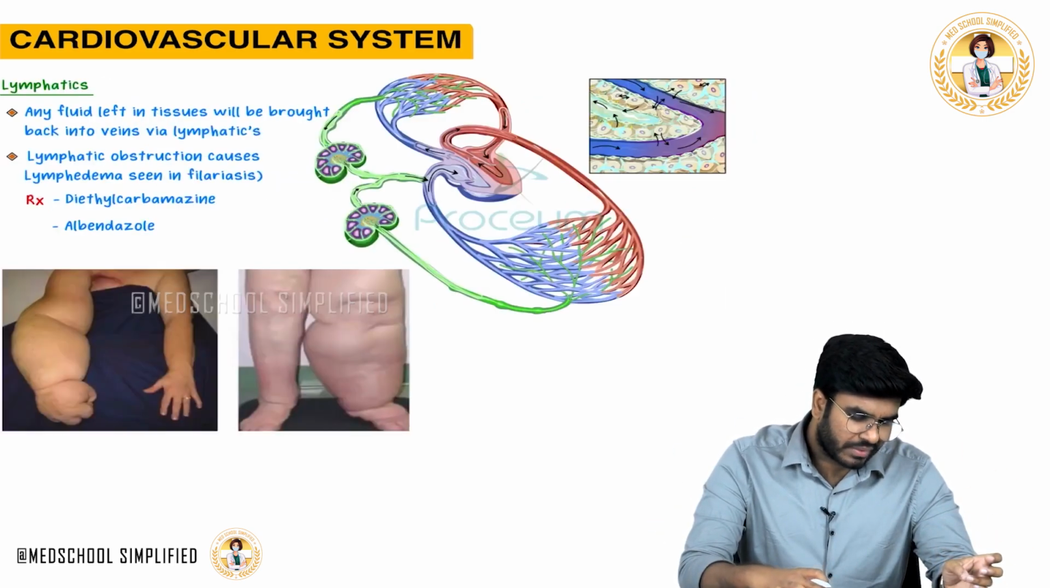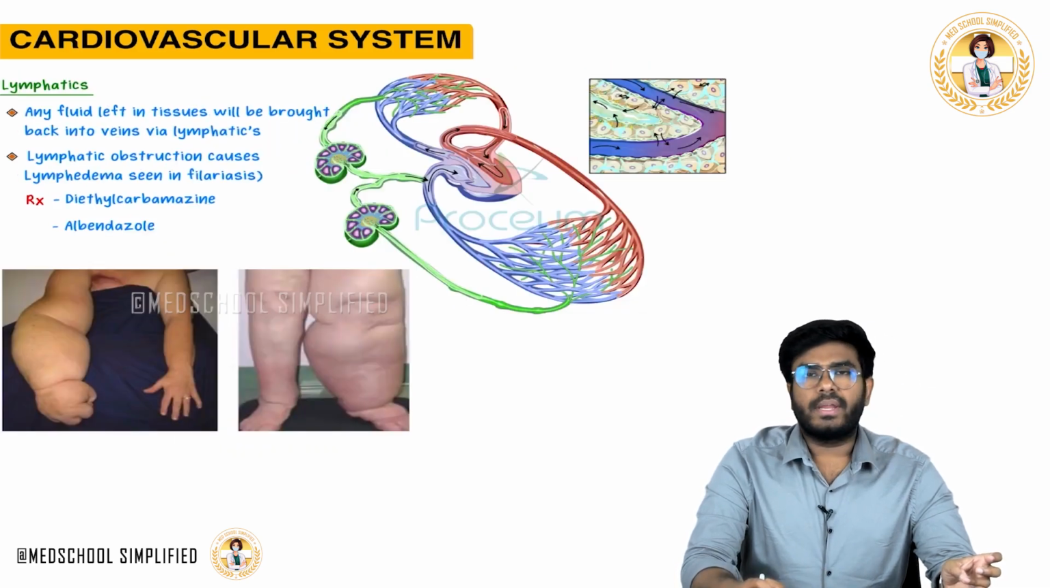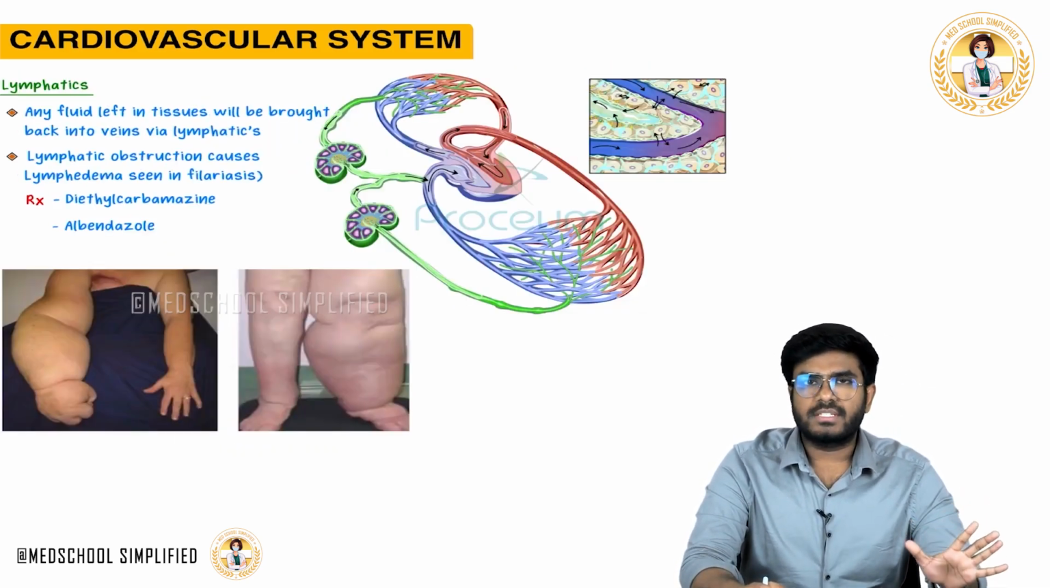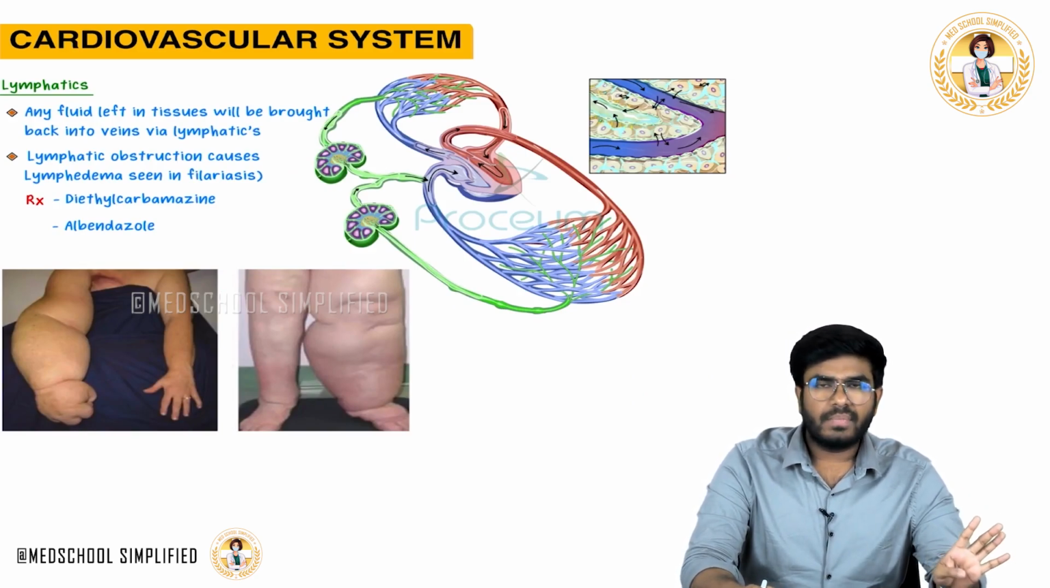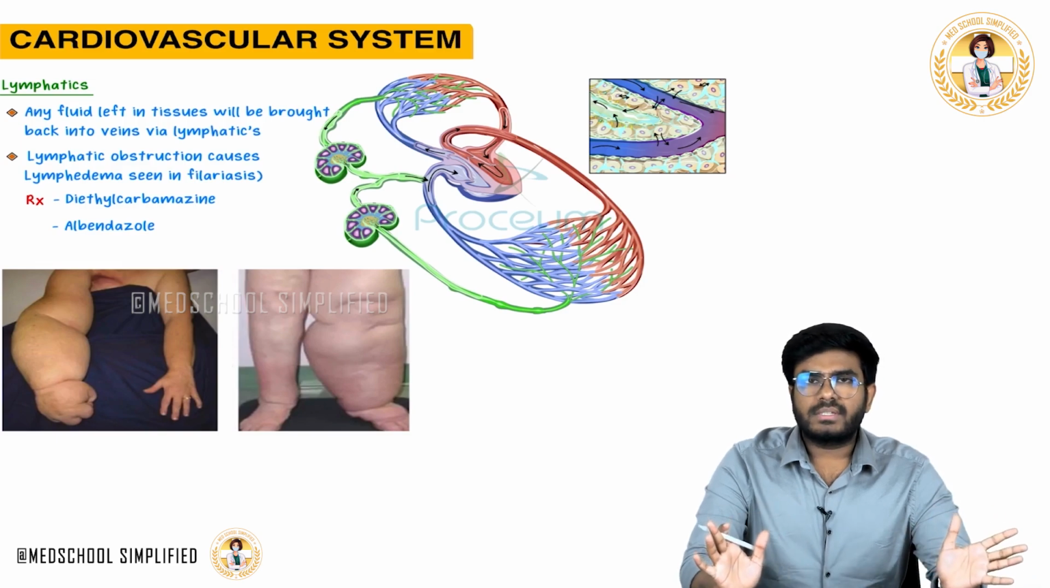So with this we have discussed important points in vascular physiology. We have discussed the important blood vessels like the aorta, arterioles, capillaries, lymphatics, and veins. So all the important points are done. In the next video, let's discuss hemodynamics.